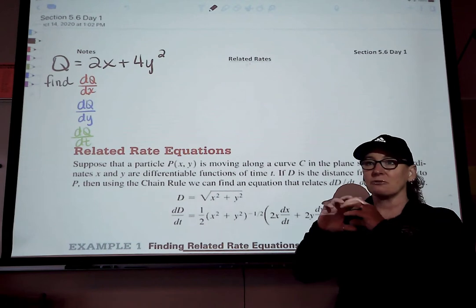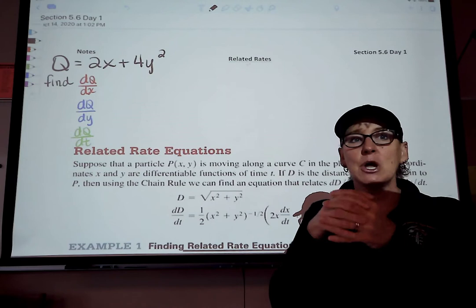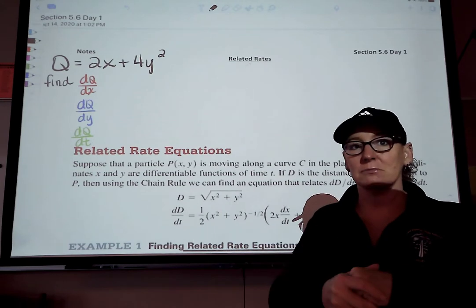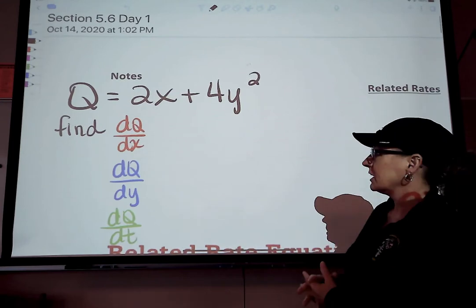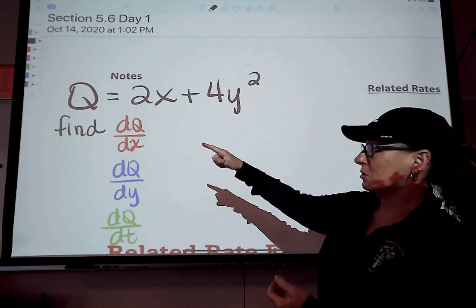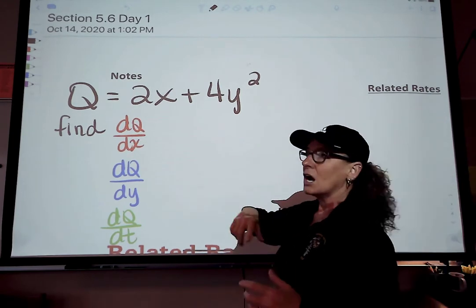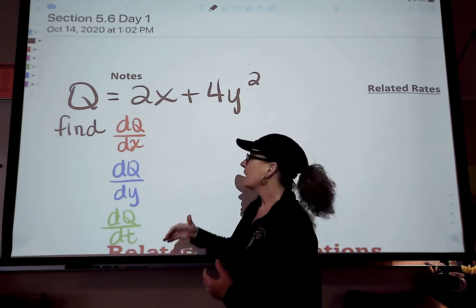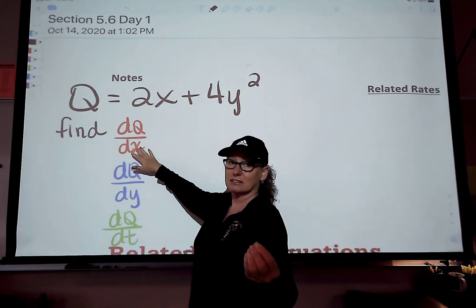And something that I really need you to wrap your brain around and completely understand before you tackle the types of problems that we're getting ready to do. So, to get you started, I've thrown an equation up on the board. Q is equal to 2x plus 4y squared. I'm going to have you find the derivative of Q with respect to x. So I'm declaring x as my variable.